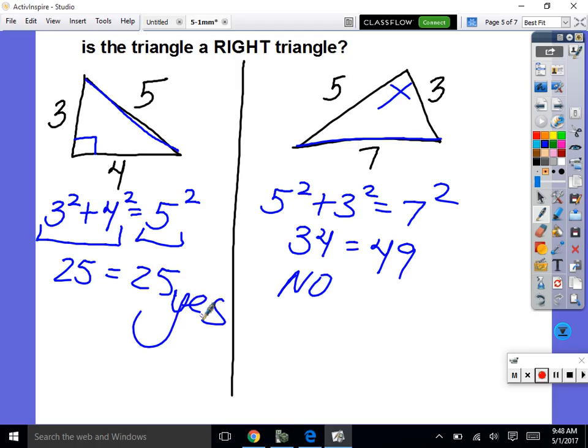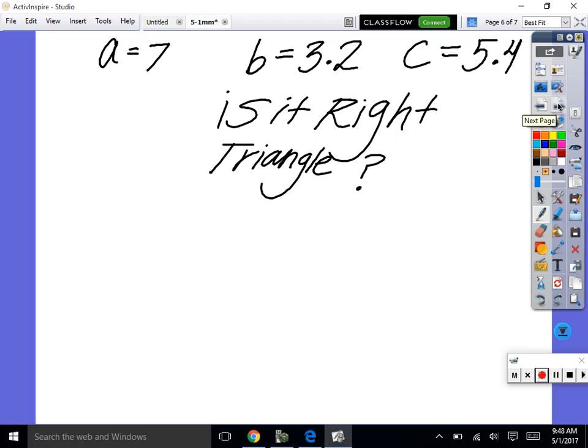Pretty easy, right? Last example, it says given A is 7, B is 3.2, and C is 5.4. You're going to have to draw yourself a picture. Now, if it's written with small letters, that means side length. So you'll just draw yourself a triangle, and we don't have to draw it to scale. I didn't draw it to scale, but it doesn't matter.